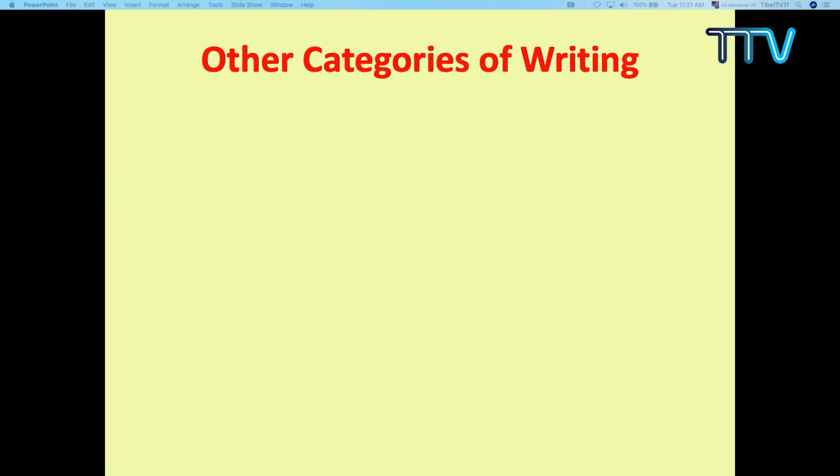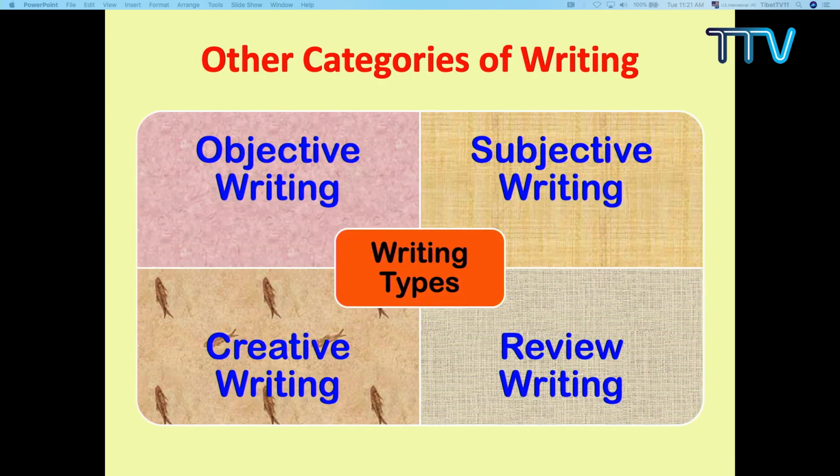And then I also told you about other categories of writing like objective writing, subjective writing, creative writing, and review writing. I'm not going to go through these in detail. It will only confuse you, except that I just want to tell you, from looking at the word itself, objective is more objective, not biased, if you remember. Subjective is, the focus is more on the subject rather than the object, so it can be biased.